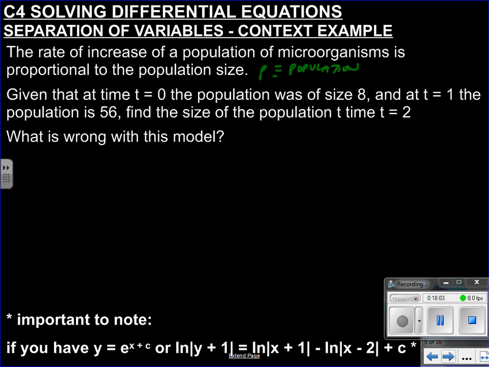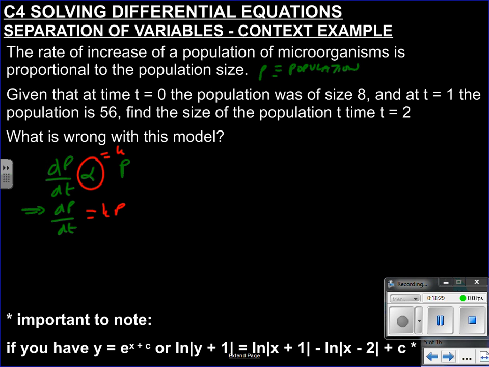So P is population, and we're talking about the rate of increase. So we're saying the rate of increase of our population is proportional to the population itself, and it's increasing, so it's positive, and therefore straight away, as we've said before, that proportional sign equals K, so dP/dt equals KP. Done.